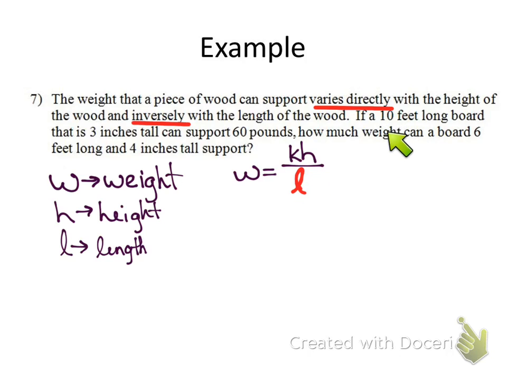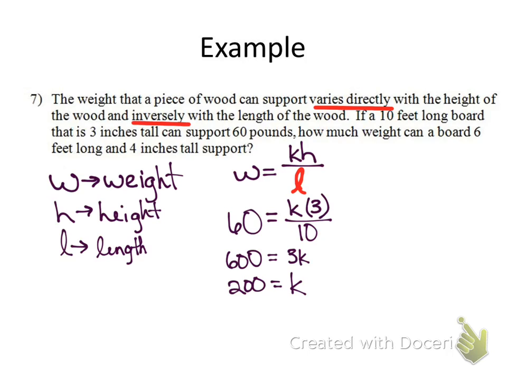We're going to use the information of a 10-foot long board, 3 inches tall, can support 60 pounds. Let's figure out the constant with that information. Plug in the necessary numbers. We're going to multiply both sides by 10, then divide by 3. I now get a model, W equaling 200 times whatever the height is divided by length.